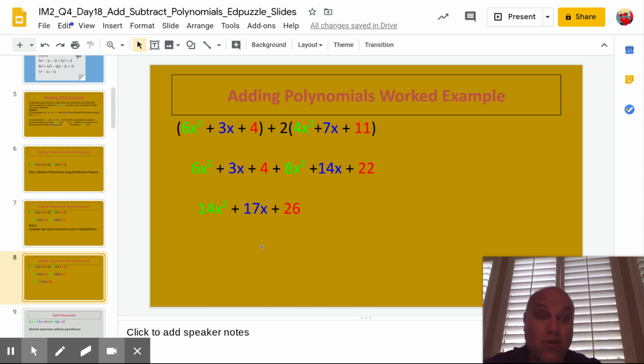This is an example of a trinomial. The lead coefficient is 14. The degree of the polynomial is 2, so this is going to be a quadratic trinomial, which we'll be doing a lot with here moving forward in this class.